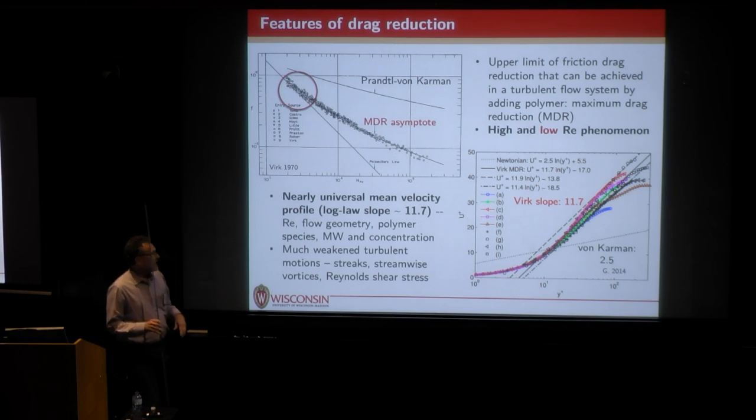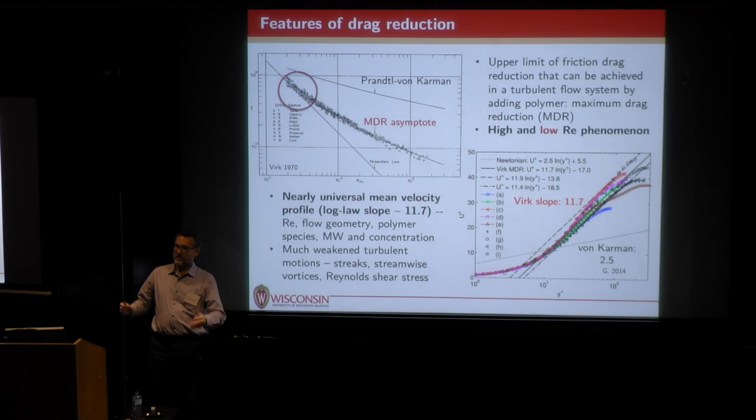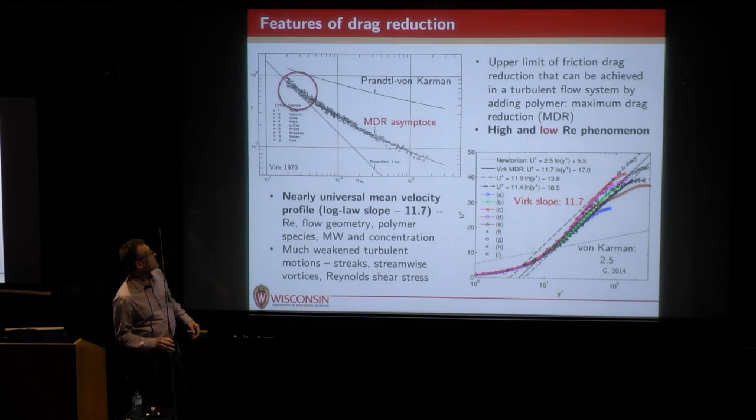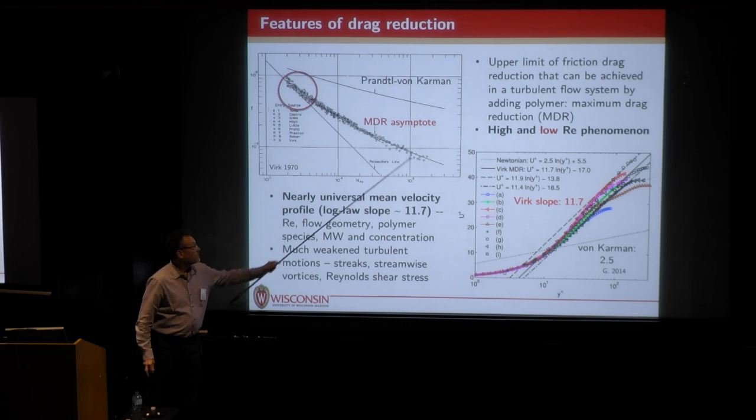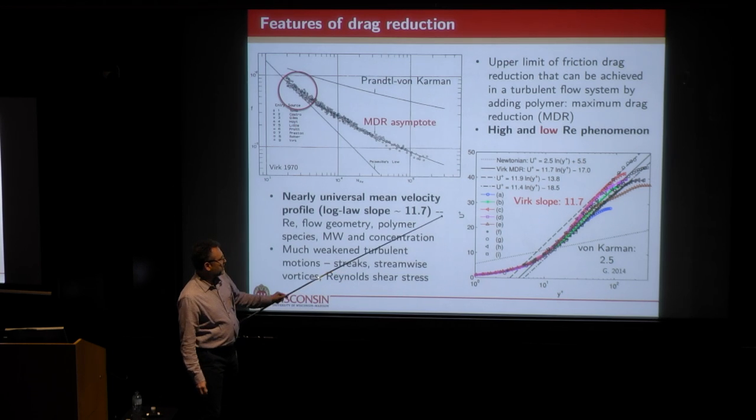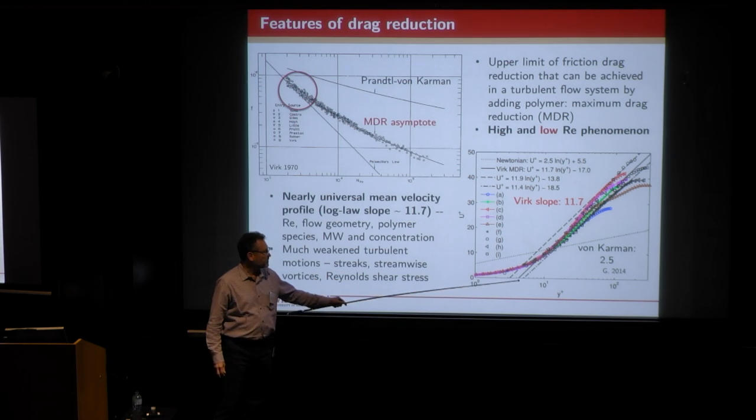All right. So this is a meeting on universality and turbulence. So the universal features are this curve of friction factor versus Reynolds number, and then, roughly speaking, the mean velocity profile.